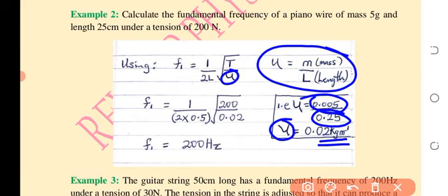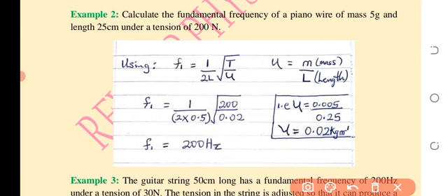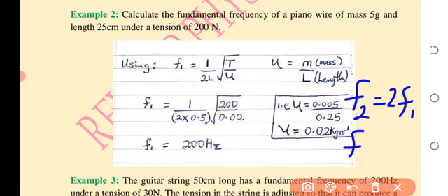So we have 1 over 2 multiplied by our length, and we have 200 divided by 0.02 under the square root, and we arrive at 200 Hz for our fundamental frequency. Let's say in case you are asked to calculate the first overtone frequency for this particular question, just use your F2, which is the first overtone frequency. F2 will be equal to 2F1, or let's say we are to find the second overtone frequency, which is a third harmonic. We can just say F3 equal to 3F1.